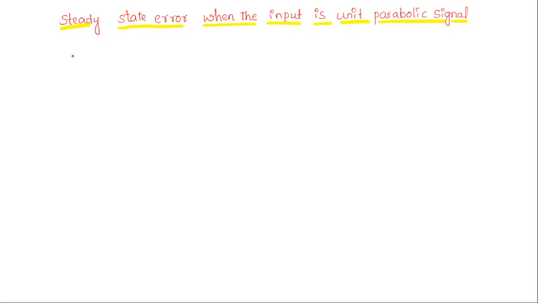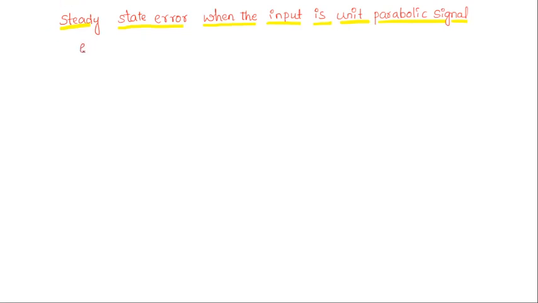Hello everyone. Today we are going to discuss the steady state error when the input is unit parabolic signal. Up to now we have discussed the steady state error when the input is unit step and the steady state error when the input is unit ramp. So in this video we are going to discuss steady state error when the input is unit parabolic signal.